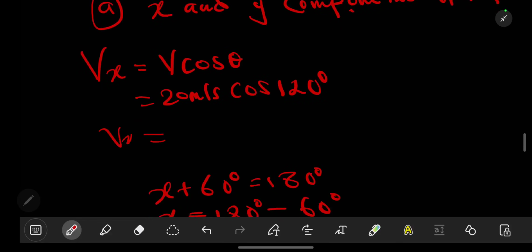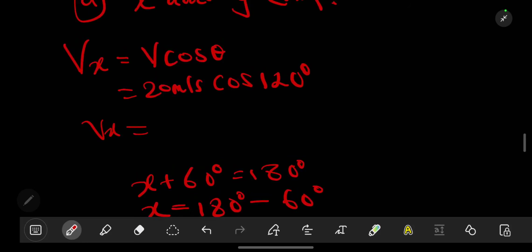So if we press everything, we are going to have the value of 20 cosine of 120 degrees. This will be a negative 10 meters per second. So negative in the sense that it's going to the left, which makes sense.